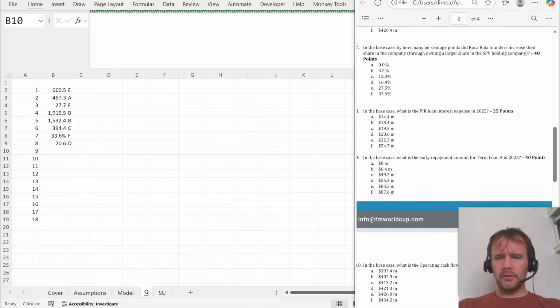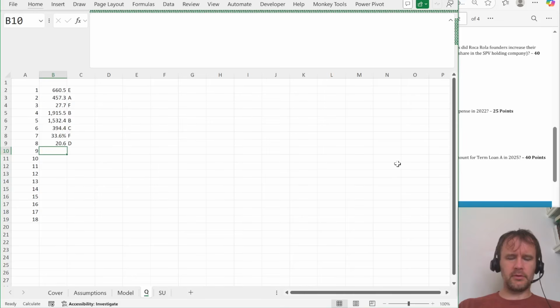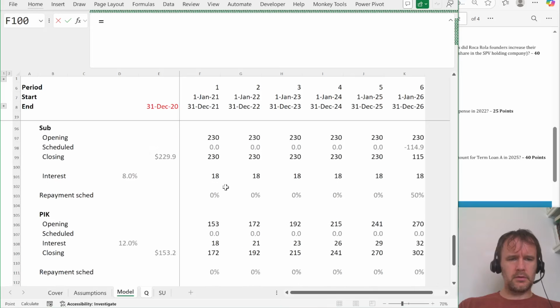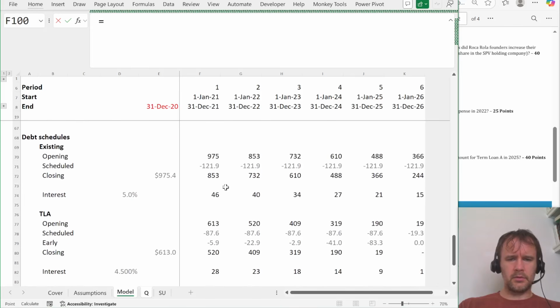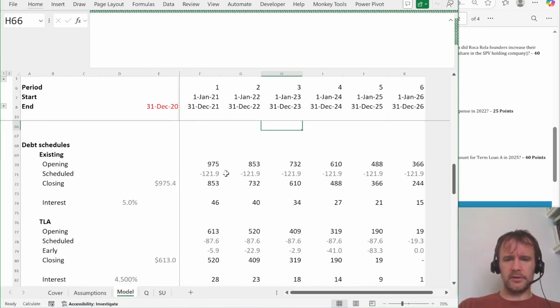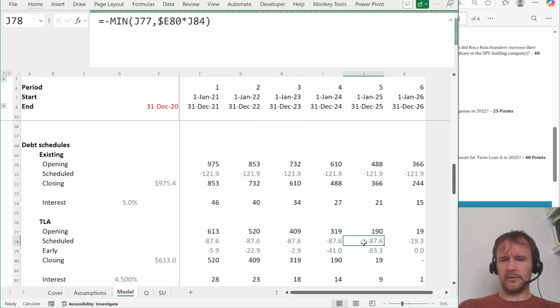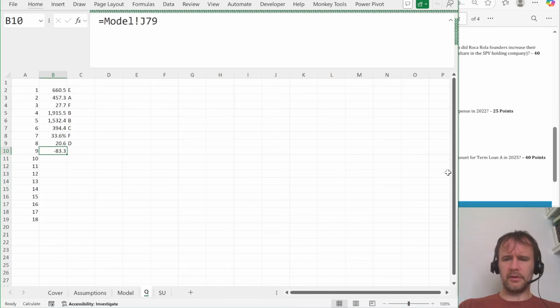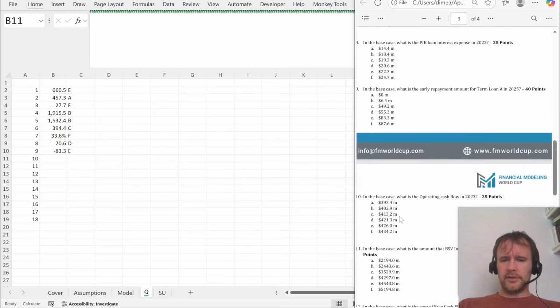Question 9. In the base case, what is the early repayment amount for term loan A in 2025? Early repayment, term loan A in 2025. This is, by the way, another sneaky one I remember, because the scheduled repayment amount, the 87.6, was also among the answer choices. So if you just looked at your term loan A and said, oh yeah, 87.6, I see that among the answer choices, you would have got that wrong. Again, I don't think they're usually sneaky like that anymore, but it was the Wild West in those days.